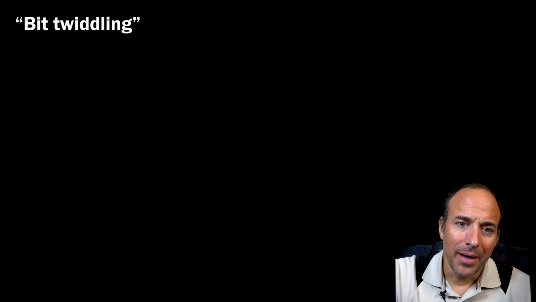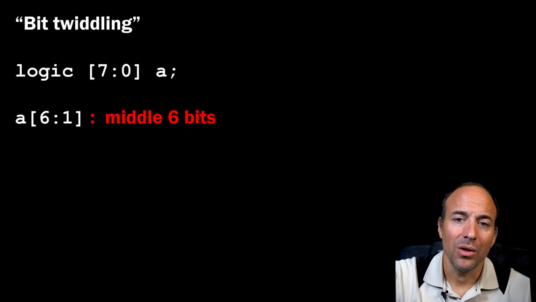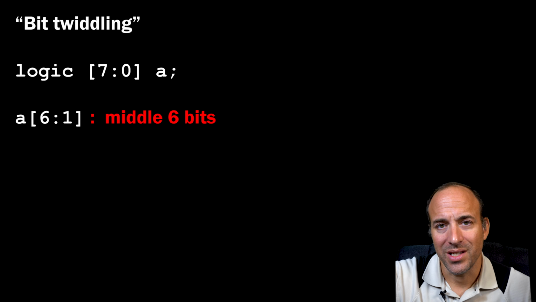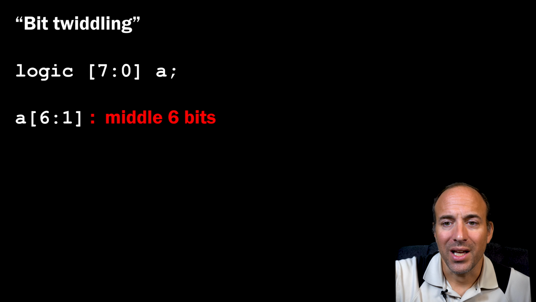SystemVerilog also supports convenient methods for manipulating binary values. Sometimes I call this bit twiddling. Individual bits from a larger value can be spliced out using square brackets. So for example, you can isolate the middle 6 bits of an 8-bit signal A, assuming A is an 8-bit signal, using the syntax A[6:1].